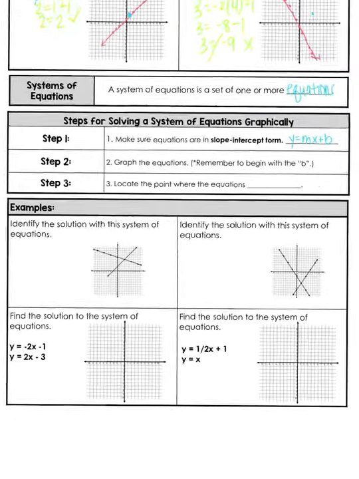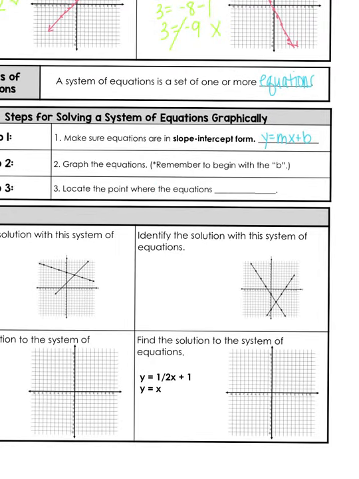Then you are going to graph the equation. So remember to begin with your b. Then, step 3 is locate the point where the equations intersect.